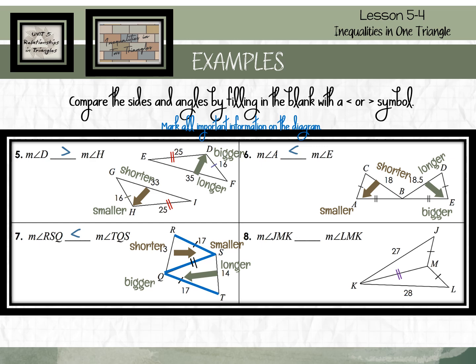Next one, shared side. So we have our two pairs of congruent sides. 27 is shorter than 28, barely. So the opposite angle to the 27 is going to be smaller than the angle opposite that 28. We need a three-letter name, and JMK is first, and that would be the one with the smaller, so that is going to be less than.